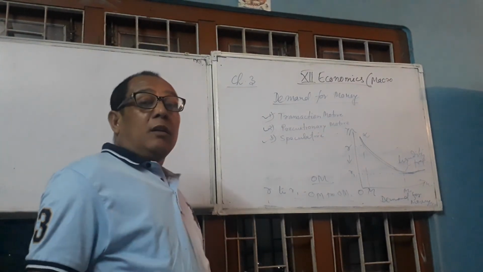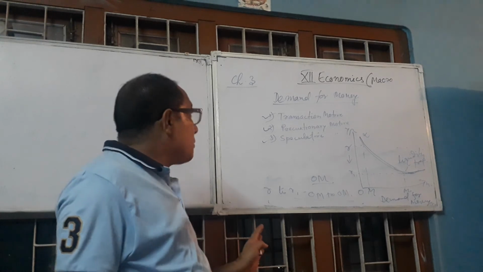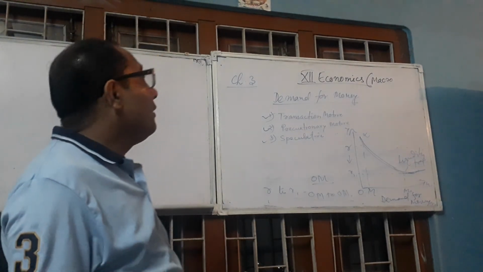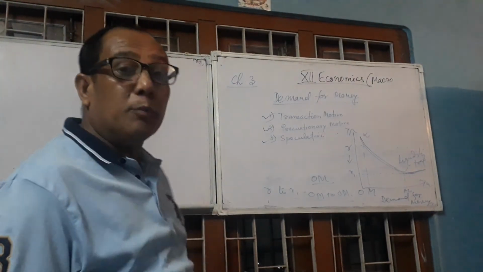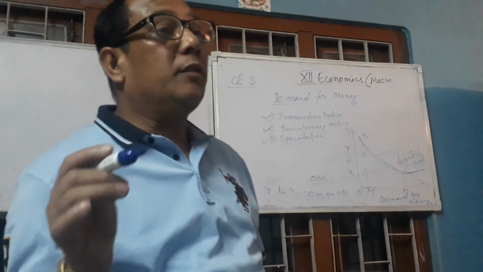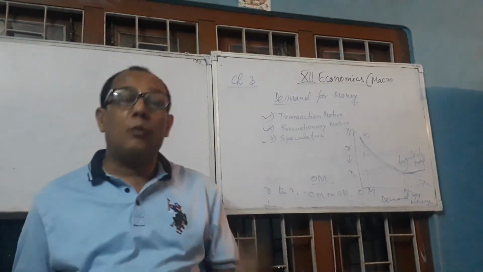You have understood here. We have discussed the demand for money: the transaction motive, precautionary motive, and speculative motive.